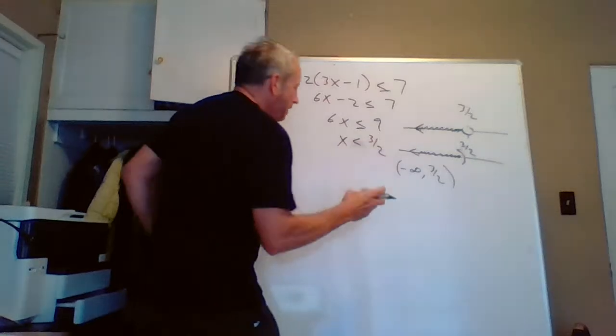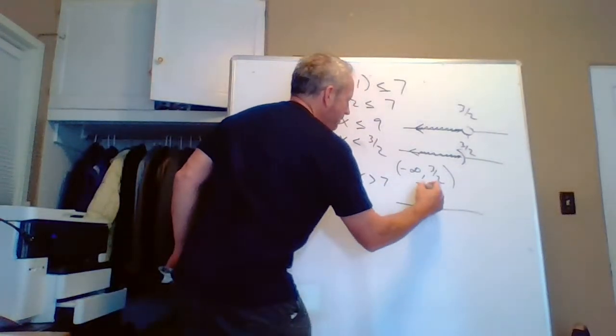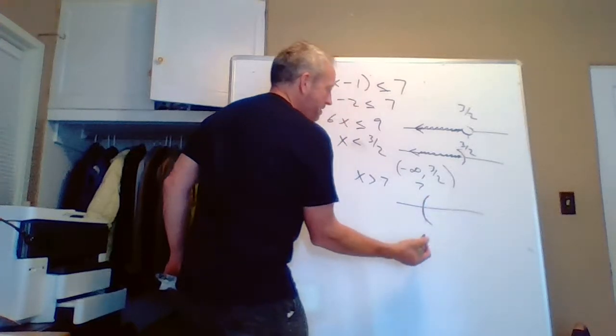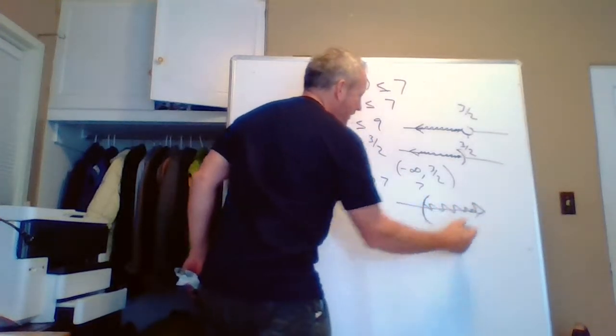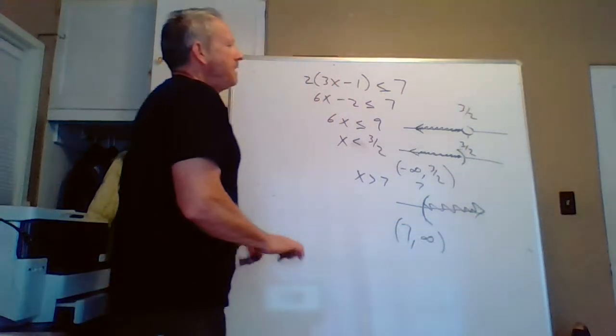And for example, if I wanted to graph this, let's say x is greater than 7, I would write down 7, and that's supposed to be an open parenthesis there. And I would shade it in like this, or I could write it like this: (7, infinity).